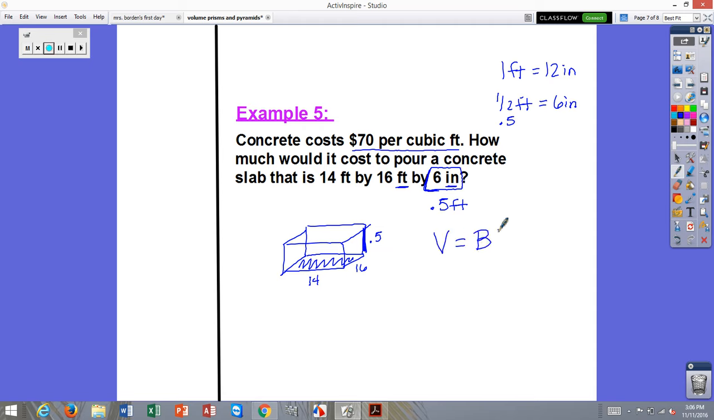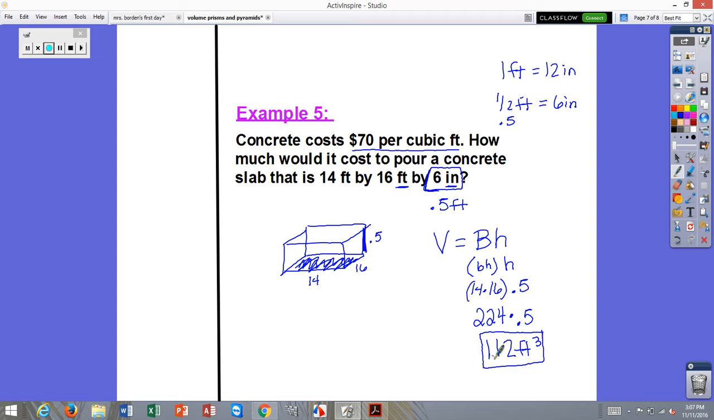Volume equals capital B times H. Capital B is the area of the base. The area of the base is a rectangle, so base times height of my rectangle times the height of the prism. Base times height is 14 times 16. The height of my prism is 0.5. So 14 times 16 is going to be 224. 224 times 0.5, so half of 224 would be 112, and this is feet, since all of my units are feet, cubed, because we're trying to find volume.